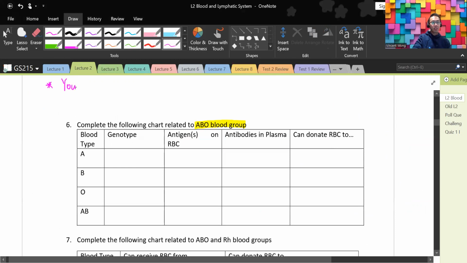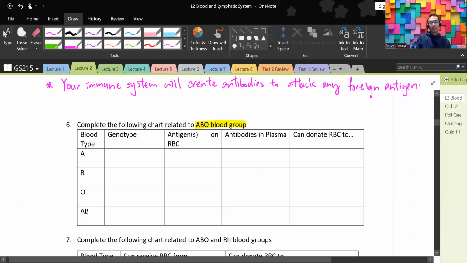Your immune system will create antibodies to attack any foreign antigen. I mentioned this earlier, right? But let's just put it in writing. Any foreign antigens. So if your body detects an antigen that you do not have, you will make an antibody and you will attack it. All right.